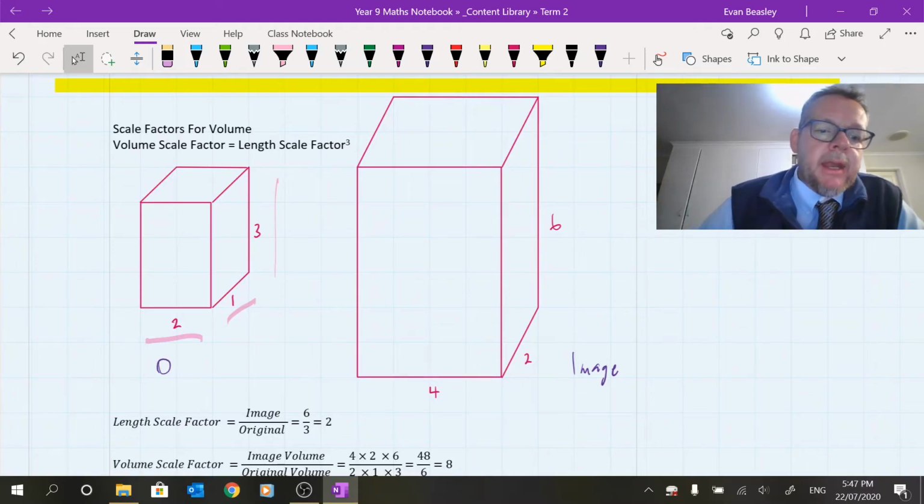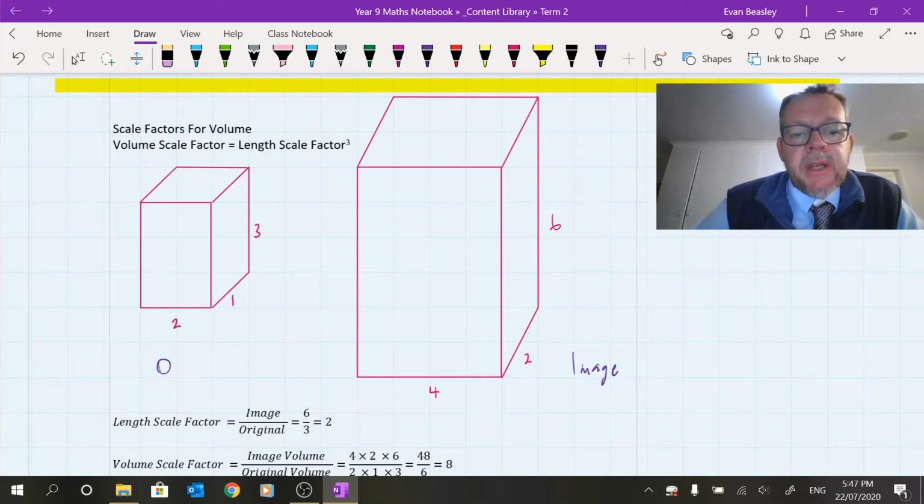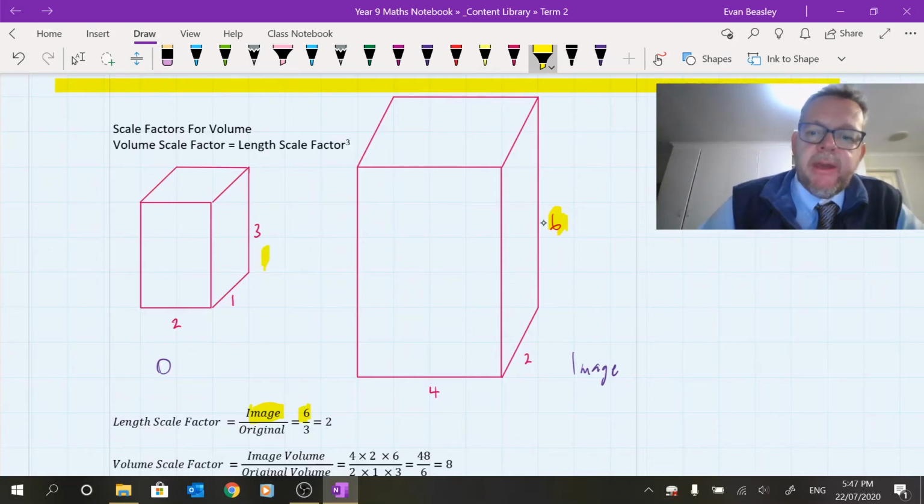Anyway, let's work out our length scale factor. Remember, we need to find some corresponding sides to work out our length scale factor. So on my image, let's go yellow for image, let's use a 6, because that corresponds with this one over here. And that's just nice and easy to use. So let's say 3 for the original. So 6 over 3, I have a length scale factor of 2.